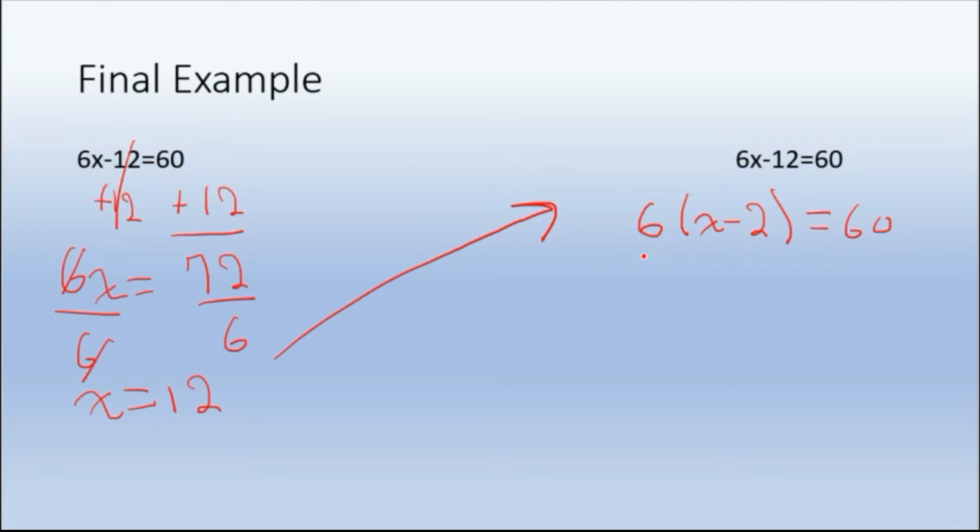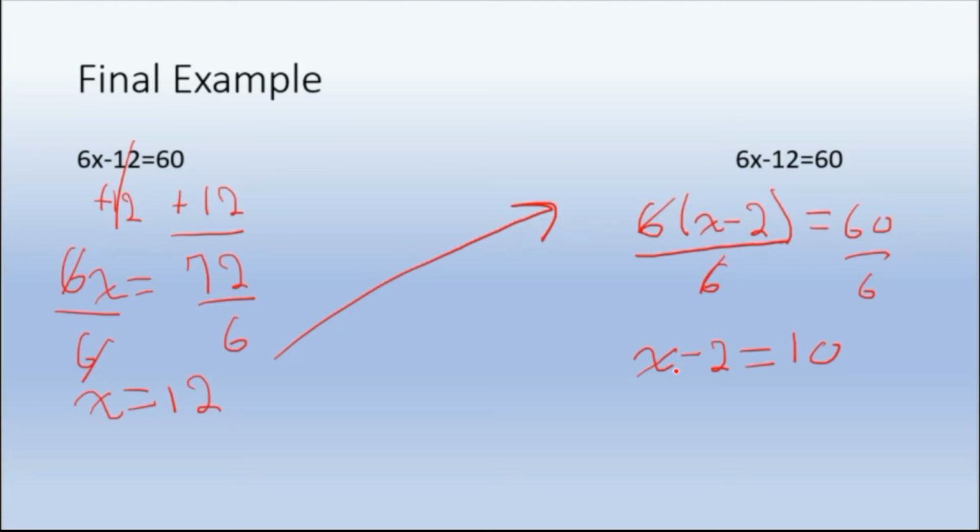One eternity later. So since we have 6 times x minus 2 equals 60, I'm going to get rid of the 6 by dividing by 6 on both sides. This cancels. And over here, 60 divided by 6 is 10. So over here I'm left with x minus 2 equals the 60 divided by 6, which is 10.